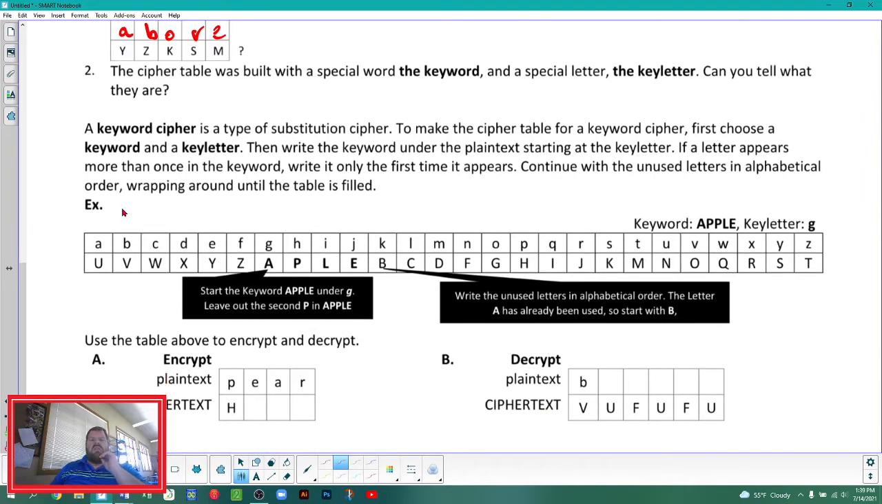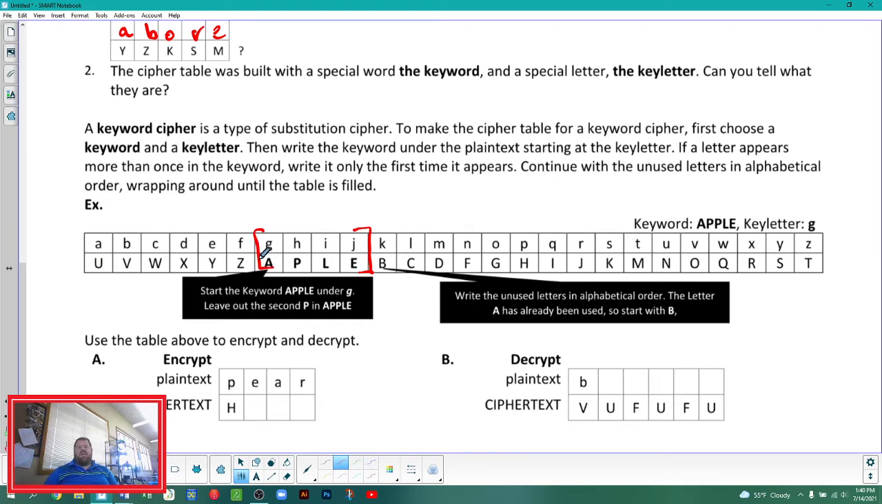So in substitution ciphers, in keyword ciphers, sometimes your keyword has a repeated letter. So this one here has a keyword of apple, but we skip that second P because we've already put the letter P somewhere. Okay, and we started at G. So starting at G, we put in the word apple. Now it looks like weird apple because there's not two P's. And then we continue with the rest of the alphabet, wrapping around when we get to the end.